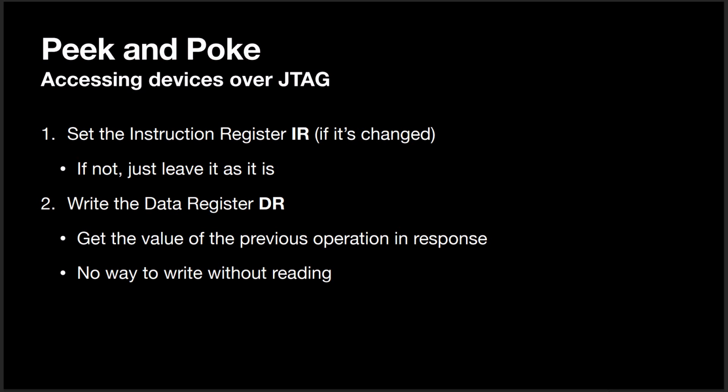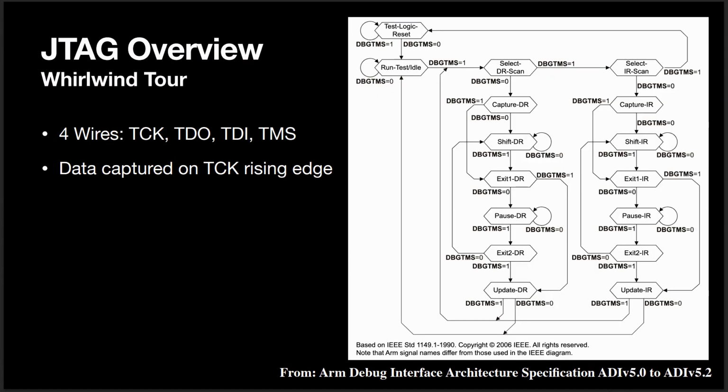Basically, the way we peek and poke is we go into the shift IR state, which is kind of difficult to see without a pointer. I guess I could use the arrow, which is also very difficult to see, but I'm going to rely on human motion. This guy right here. So using a particular pattern of TMS and TCK, we get to here, then we clock in our value, and then we go 1, 1, 0 to get back here into run test idle.